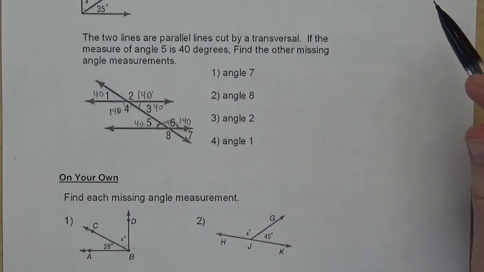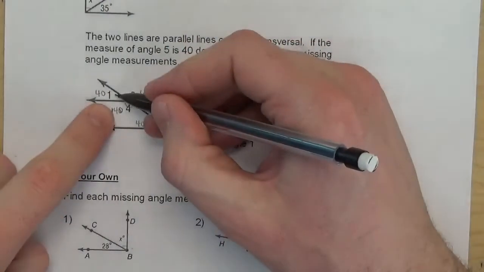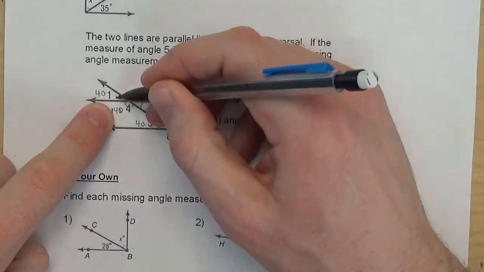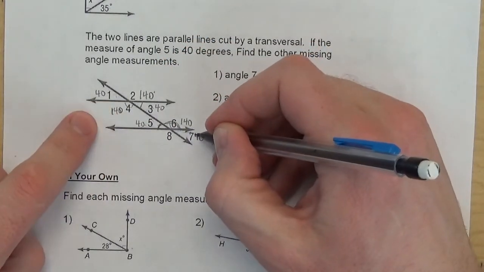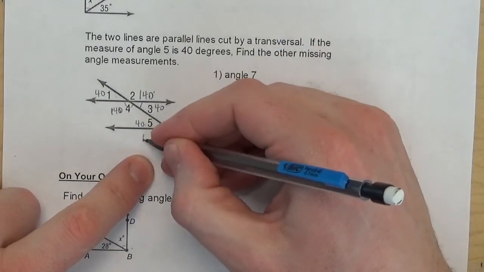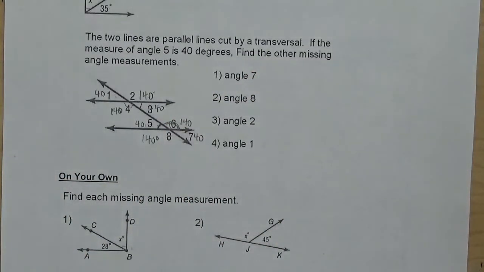Let's do the other one we haven't talked about yet, which is alternate exterior. So on opposite sides of the transversal, but on the outside of the parallel lines. So in other words, 1 and 7 are alternate exterior. So this one would also be 40 degrees right there. And then alternate exterior with this one, angle 2 and angle 8, 140 degrees. Now there are other ways to fill this out, but now we have all 8 angles filled out using what we know about those different pairs of angles.